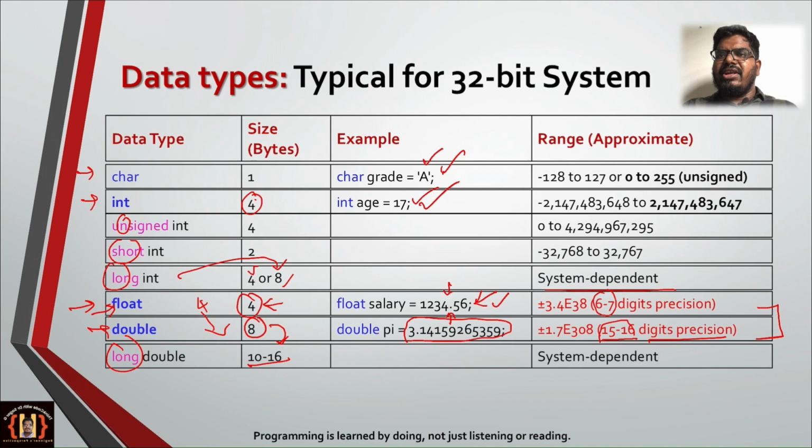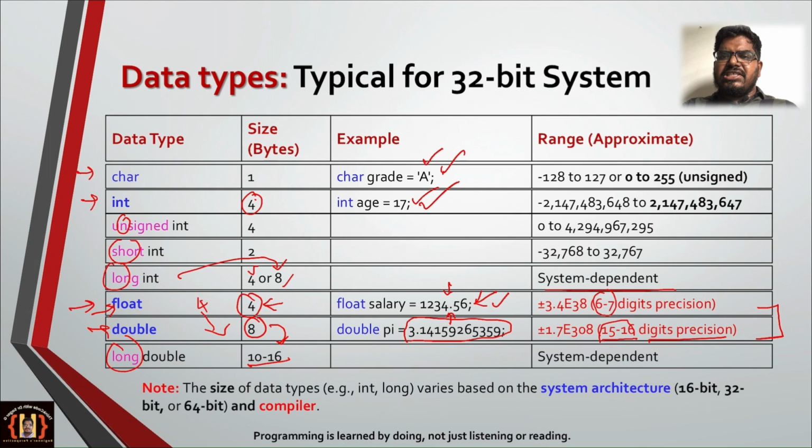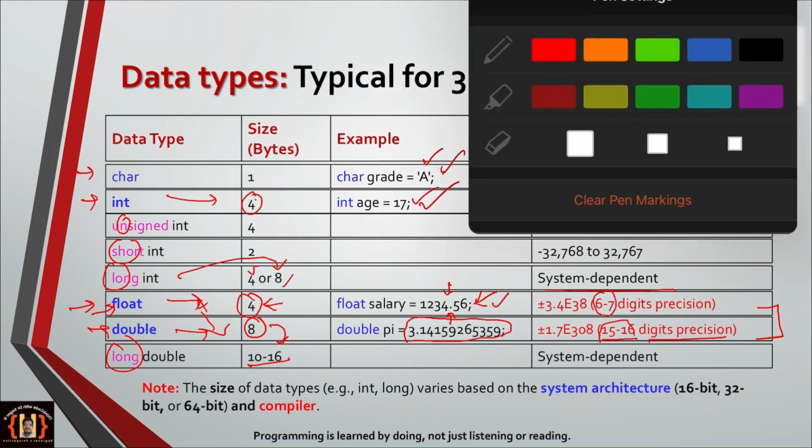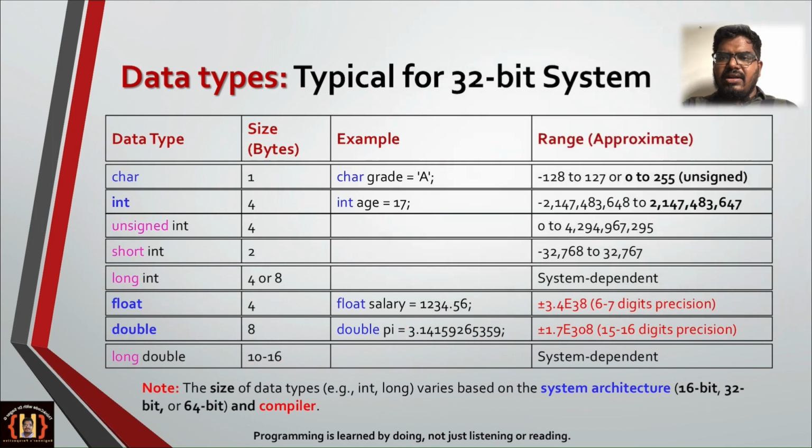These are the important data types which are typical for 32-bit systems. The size of the data types, size in the sense what? Either int is 2 bytes or 4 bytes, or float is 4 bytes, or double is 8 bytes or not. These basically vary based on the system architecture.